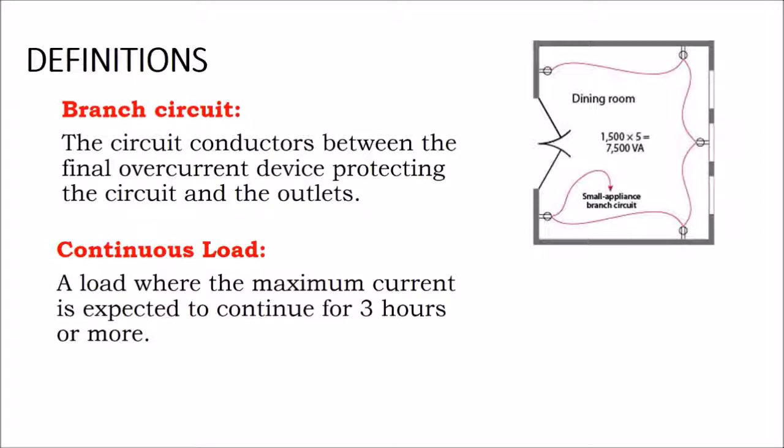A solar array turns on in the middle of the day and it turns off at night, but in the middle of the day it's operating for more than 3 hours. And so a solar array is considered a continuous load rather than a non-continuous load.